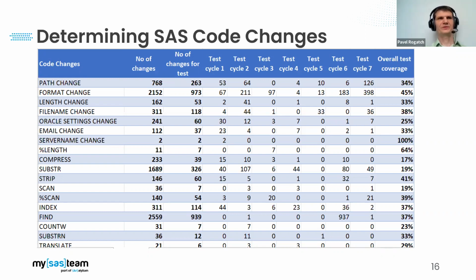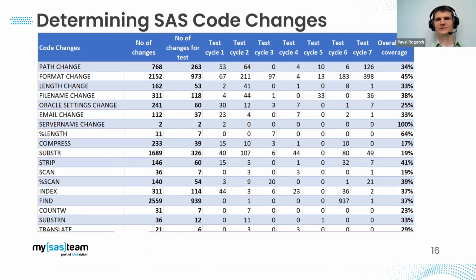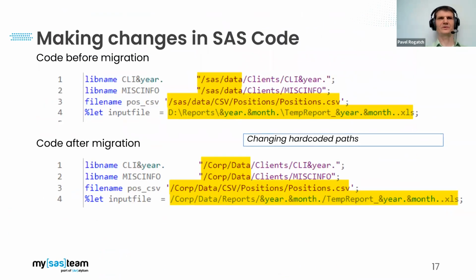So we received this list of necessary changes. We received the scope of changes in all the files. The next slide shows an example of how we made changes in SAS code files. We also used a Python script to scan the SAS files and make these changes.